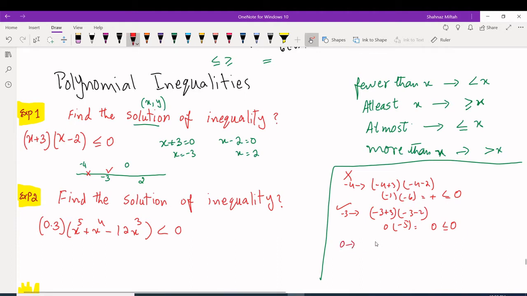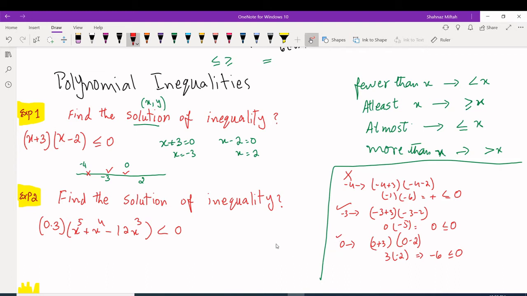When I plug in 0, I got 0 plus 3, and I got 0 minus 2. So this one is giving me 3, this one is giving me -2. So I technically got -6, which is less than or equal to 0. Yes, it is less than 0. So this one works too. So this 0, that works.